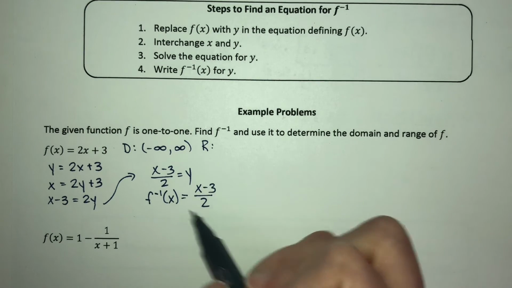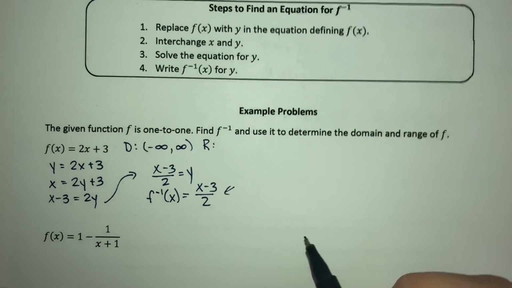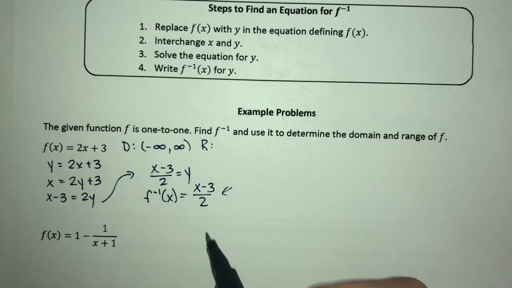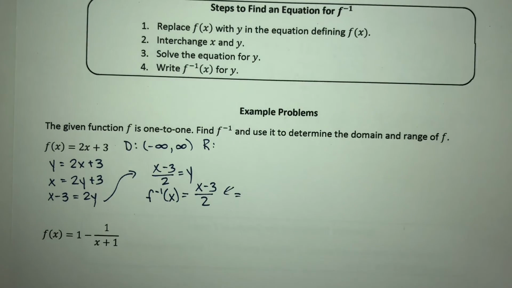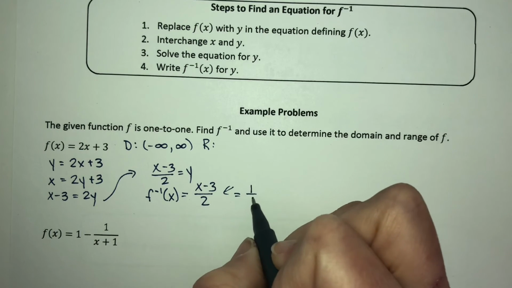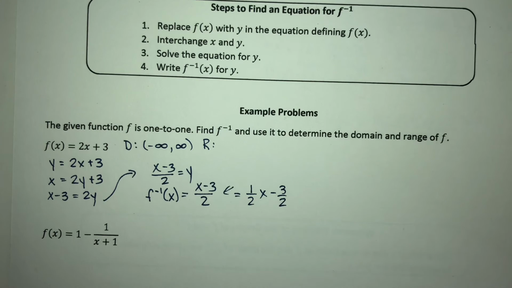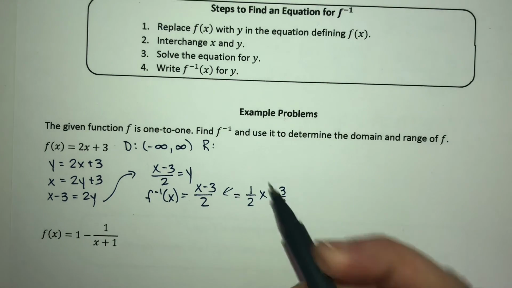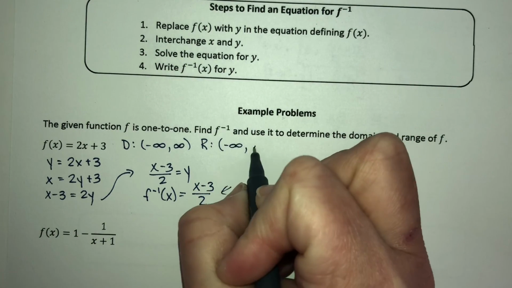And for the range, I look right here, because the domain of the inverse is going to be the range of the original. They might write this like 1/2 x minus 3/2, in which case it's pretty obvious that it is a linear function, and since there are no x's in denominators or under a radical, the domain of this is also all real numbers. So the range of our original is all real numbers, negative infinity to positive infinity.